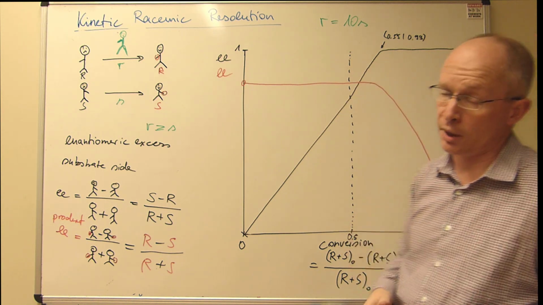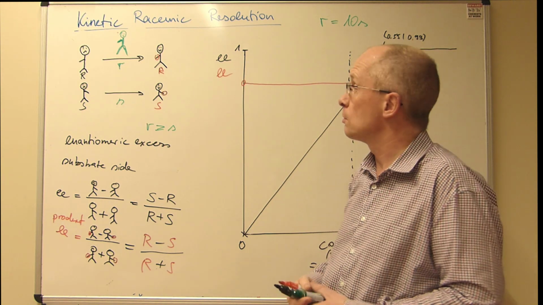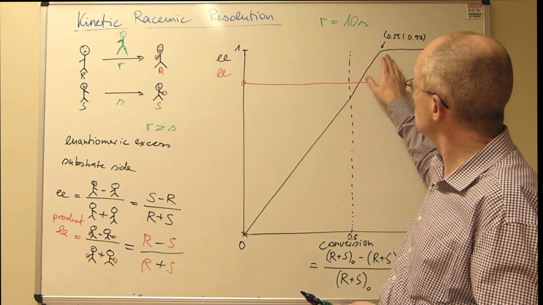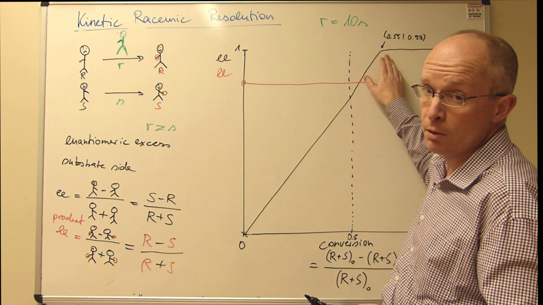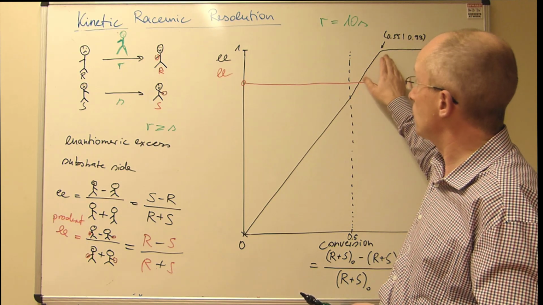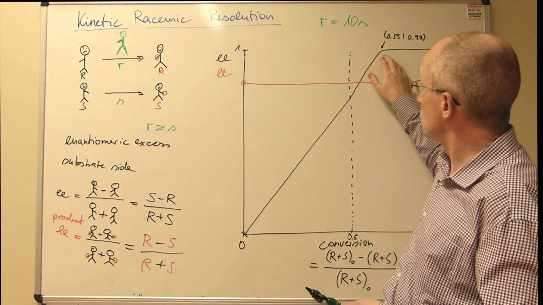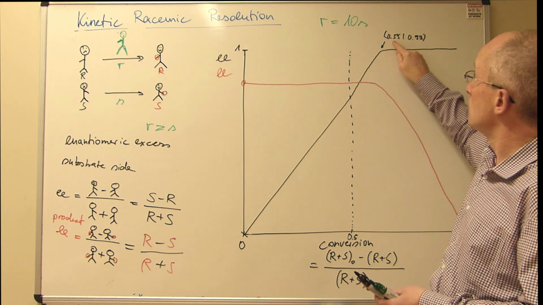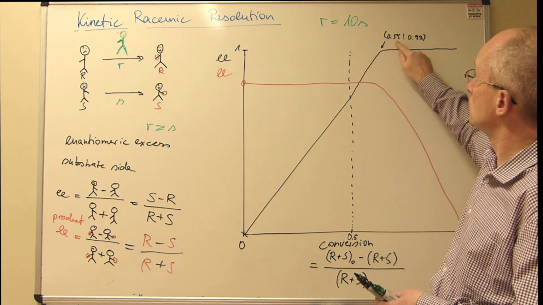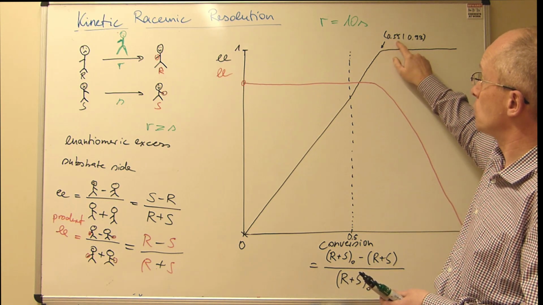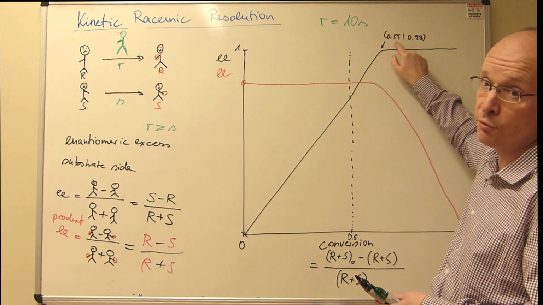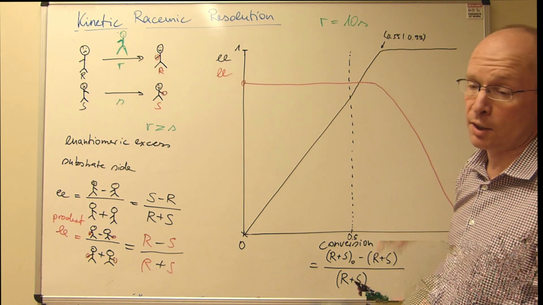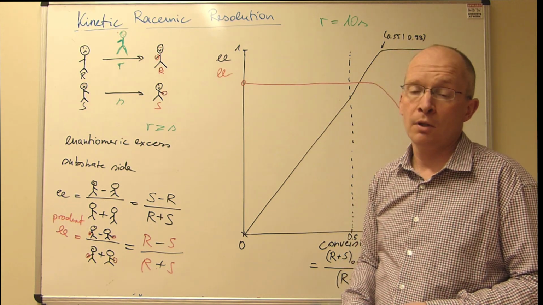What you are able to obtain is an enantiopure substrate, because this will eventually end up so, but you will do this at the cost of conversion, because here you have already discarded 5% more than you actually need, so what you get out is only 45% of your starting material if you want an excess of 99%.